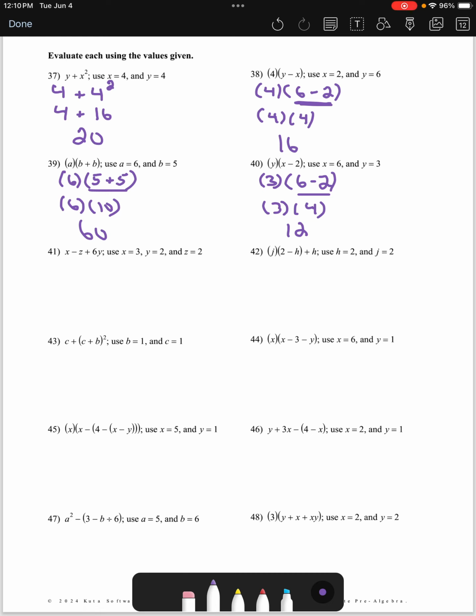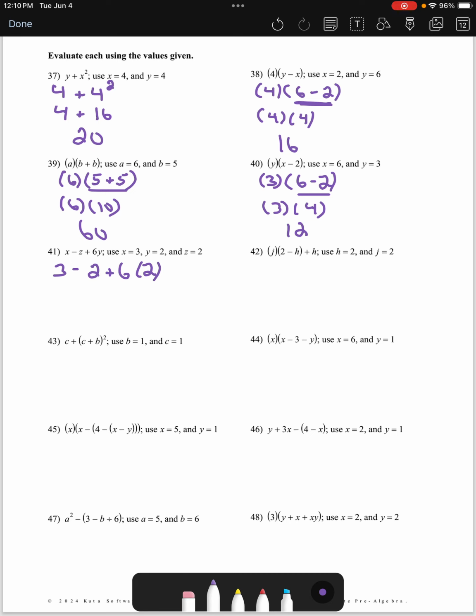We can have problems that involve 3 letters, no big deal. X, replace it with 3, minus z, replace it with 2, plus 6y, y is replaced with 2. But I'm going to put this 2, replacing y, in parentheses. Why am I doing that? In the original problem, it says 6y. There's no operation between the 6 and the y. And the only allowable, invisible operation between a number and a letter is multiplication.